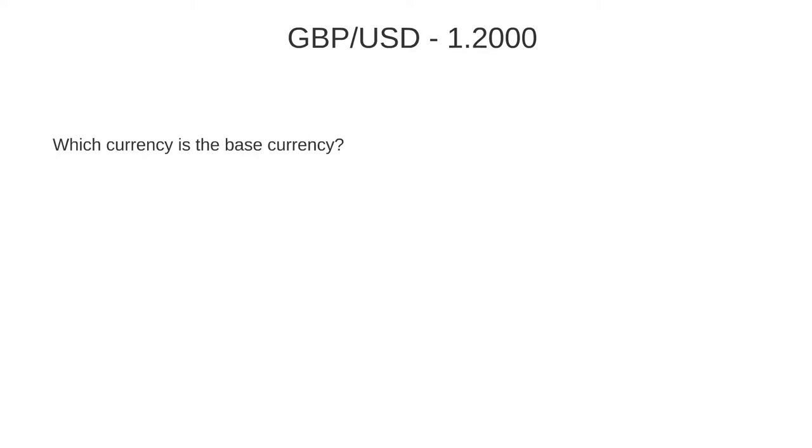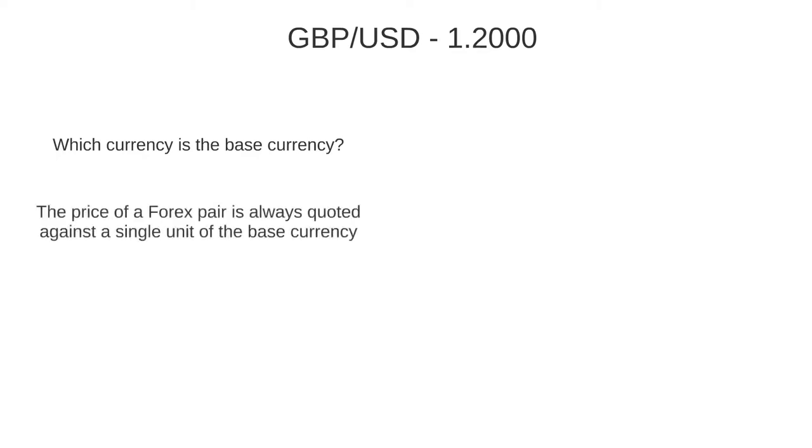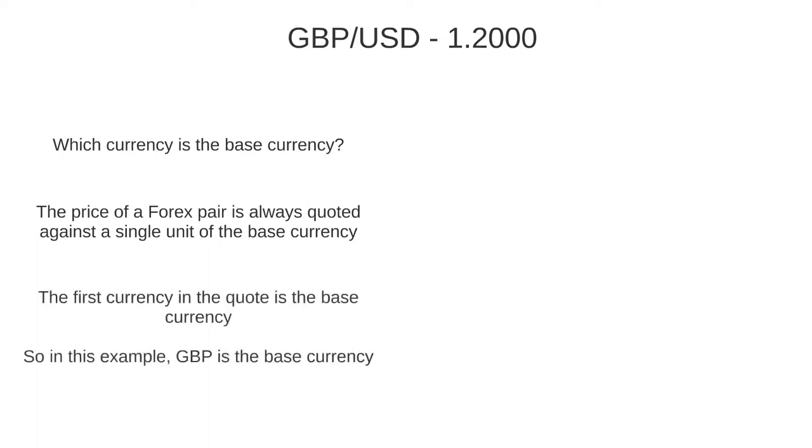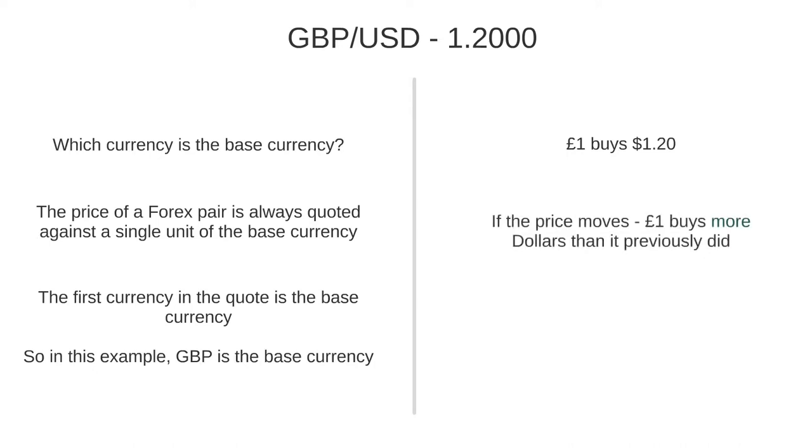Take the Forex markets for example. If you are looking at the pound dollar and the price is 1.2000, it may not be completely obvious what this price means. To understand the price, you have to know which currency is the base currency in the quote. The price of a Forex pair is always quoted against a single unit of the base currency, and this is always the first currency in the quote. So if we are looking at the pound dollar example again, with a price of 1.2000, we now know that the pound is the base currency, so £1 buys $1.20. If the price moves up, this means that £1 will buy more dollars than it did previously, and if the price moves down, £1 will buy less dollars than it did previously.